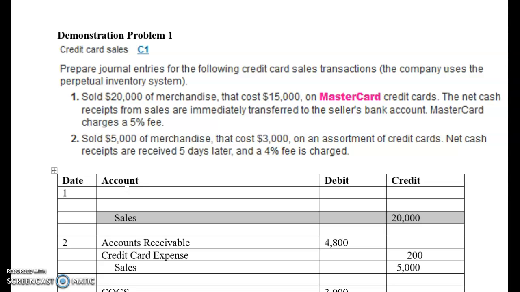That might be the first entry I do. I know it's a credit, and anything above it or below it could be another credit. Anything above sales could be a debit. All right, so I know that I'm getting the money immediately. So I'm getting the money immediately.